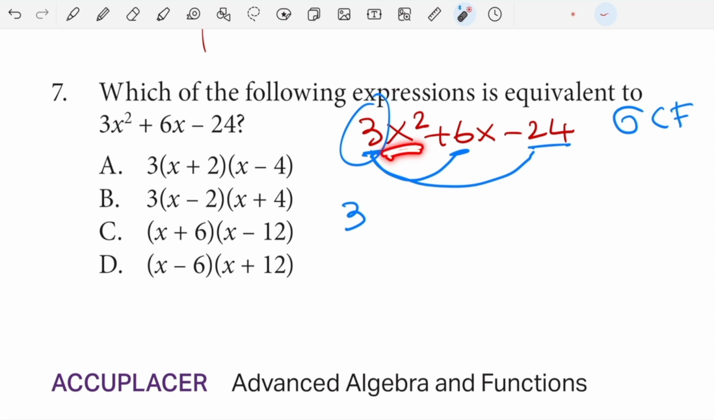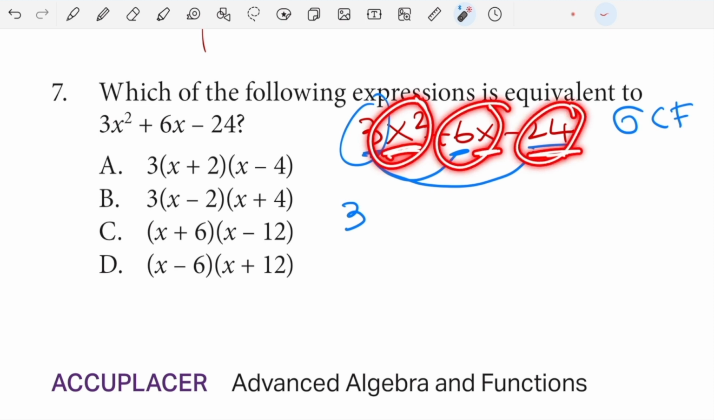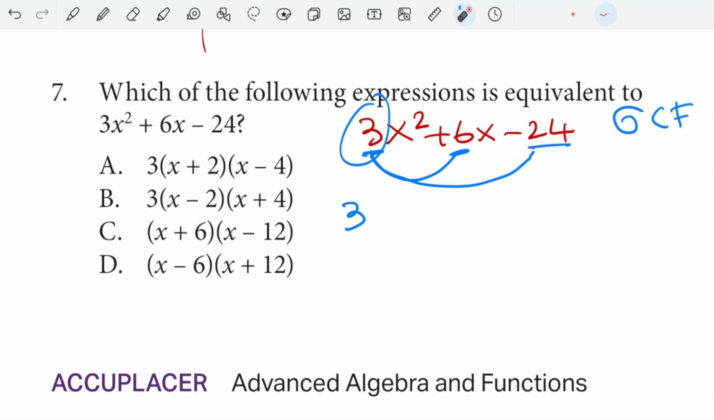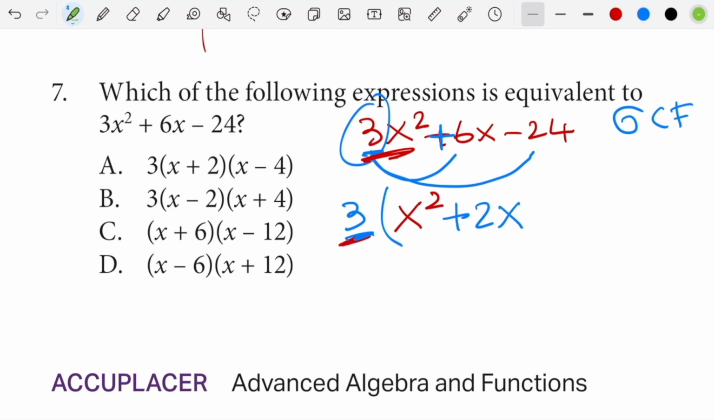Check if the variable x is common. You see that I have an x in the first term, I have an x in the second one, but there's no x in the third. Because there is no x here, then the x is not common. Open parenthesis. And now I'm going to divide each term by 3, and my answer goes inside. 3x squared divided by 3 gives me x squared. Plus 6x divided by 3 gives me 2x. Minus 24 or negative 24 divided by 3 gives me negative 8. And that's my first step. As you can see, I have a 3 outside as a common factor. So this is not a possible answer. That's not a possible answer. So it's only A and B.